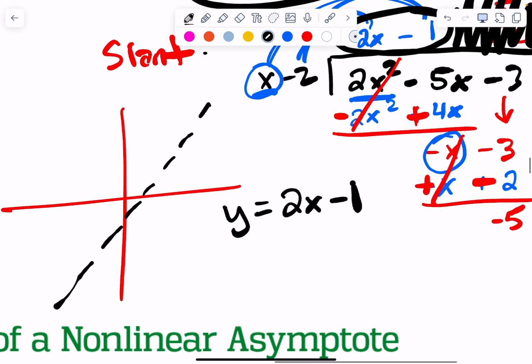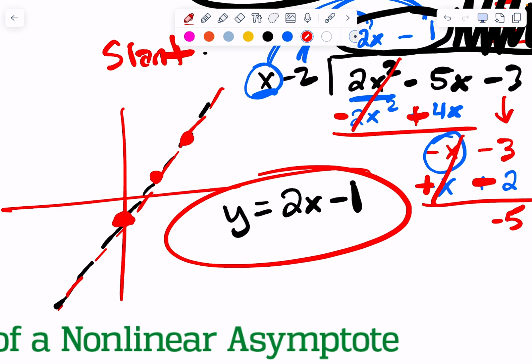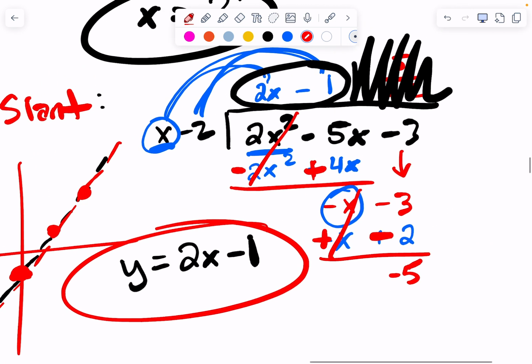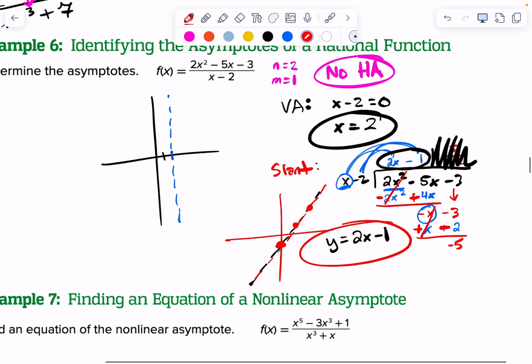How do you graph y equals 2x minus 1? You start at negative 1, and you go up 2 over 1, up 2 over 1. This is what my slant asymptote looks like. It's always just that first part. So you don't use the remainder. It's only that first part, y equals that. That's where your slant asymptote is.